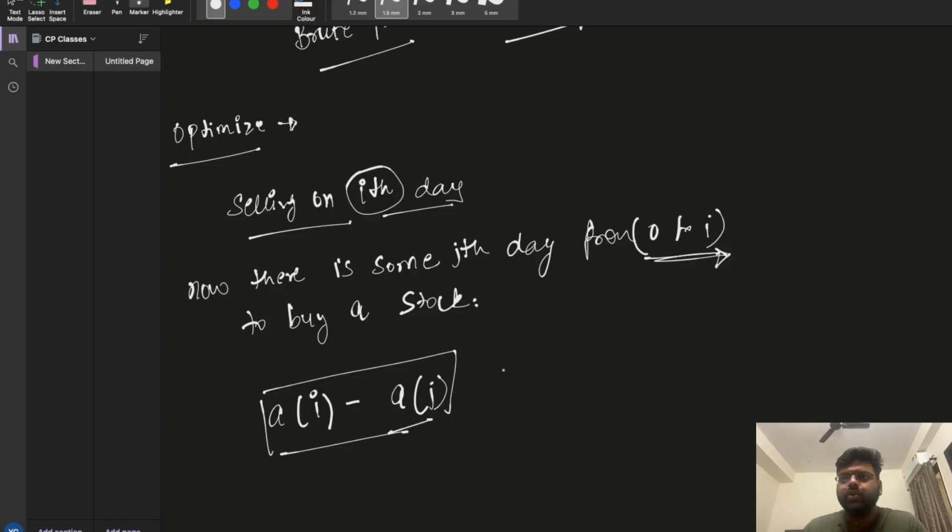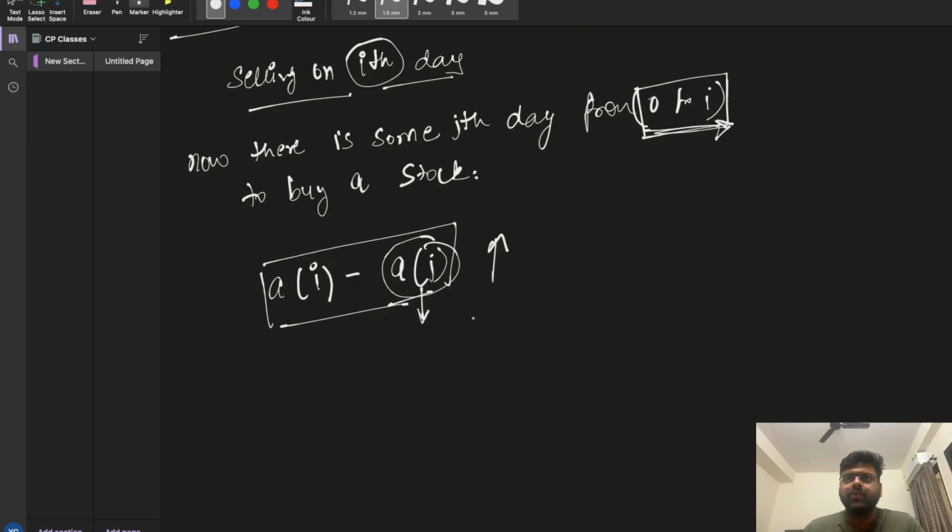Now if I want to increase this particular value, I know that I have to find the minimum possible value of a[j] between 0 and i, right? Now to do that, what I have to simply do is find the minimum possible value between 0 and i index for each i.